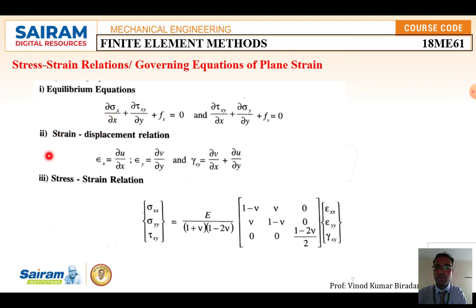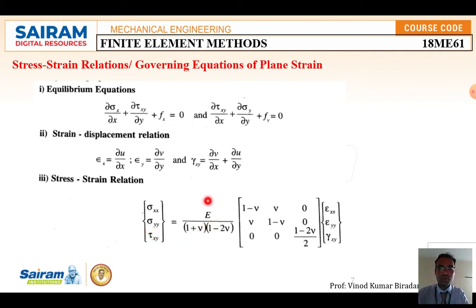Okay, so coming to the last equation, that is the stress strain relationship. Again here there will be two direction stresses acting, that is sigma x and sigma y. So that is sigma x, the stress along the x direction, the stress along the y direction, and the shear stress, that is tau xy.